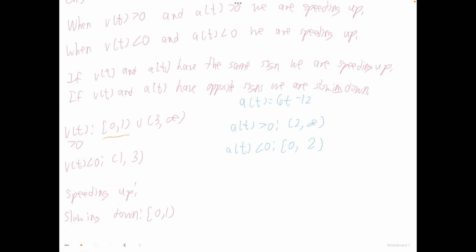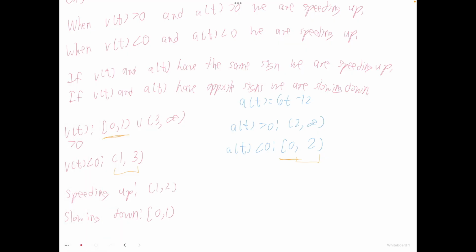The velocity is positive on 0 to 1, and acceleration is negative. Next, from 1 to 2, they're both negative. So from 1 to 2, that's part of this interval for velocity, so it's negative. And so from 1 to 2, we're also in accelerations being negative. So we're speeding up then from 1 to 2.